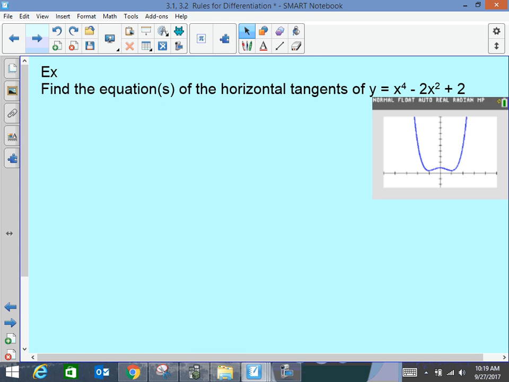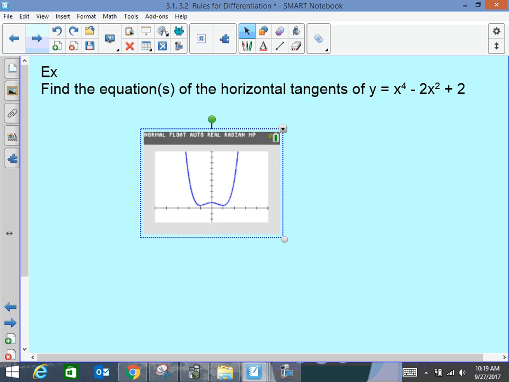All right. Okay, here's our last equation. Now, I got some random numbers here. I tried to pick very different applications. That's going to be the problem. You're like, oh, I don't know what they're asking me. That's what you got to figure out. Okay. Find the equations of the horizontal tangents of y equals x to the fourth minus 2x squared.